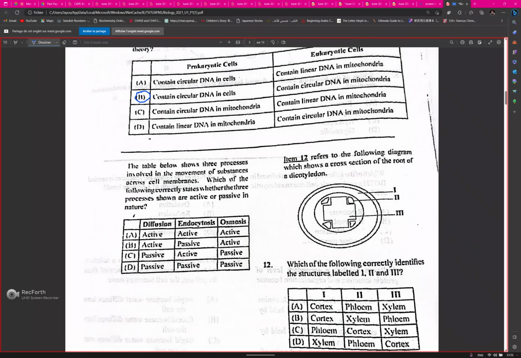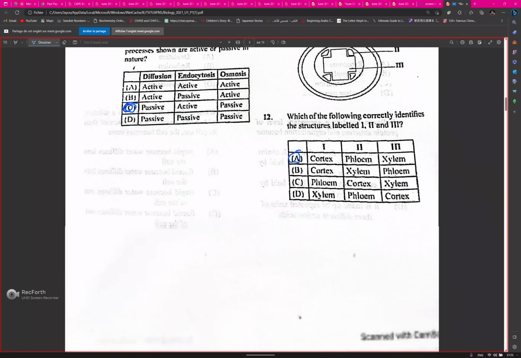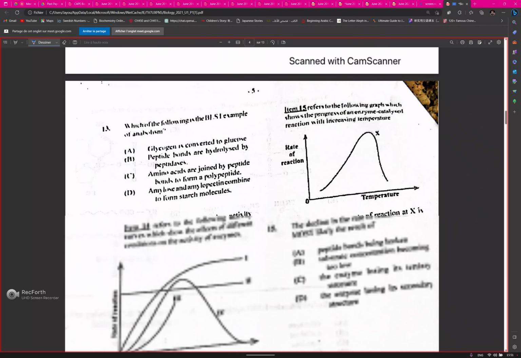The table below shows 3 processes involved in the movement of substances across a cell membrane. Which of the following correctly states whether the 3 processes are shown to be active or passive in nature? C. See, this is a repeat. Which of the following correctly identifies structures labeled 1, 2, and 3 in this diagram? A. So the cortex, then 2 would be the phloem, and then the xylem. Makes sense.